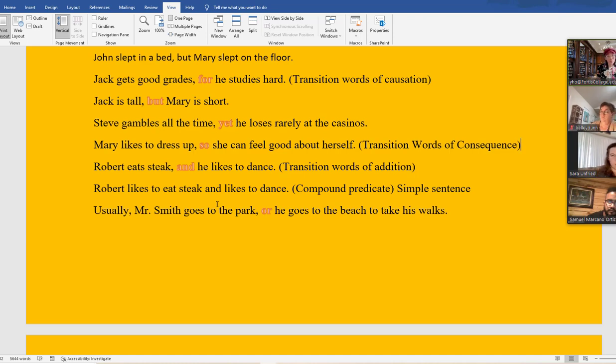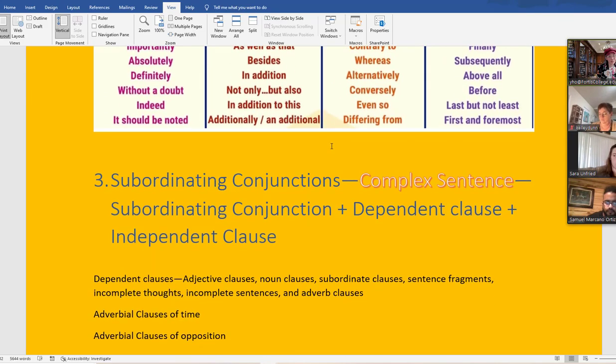Now, during my week 8 lesson, I will go over this particular lesson on transition words in extreme detail. This I just want to mention.